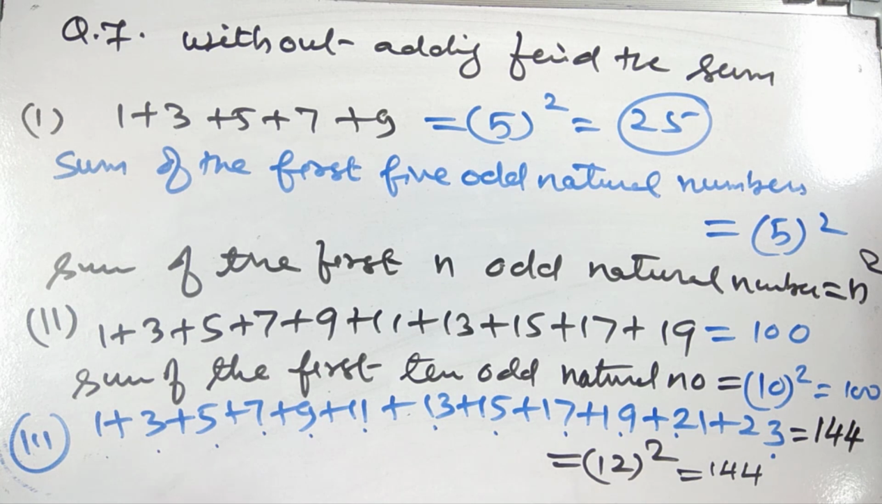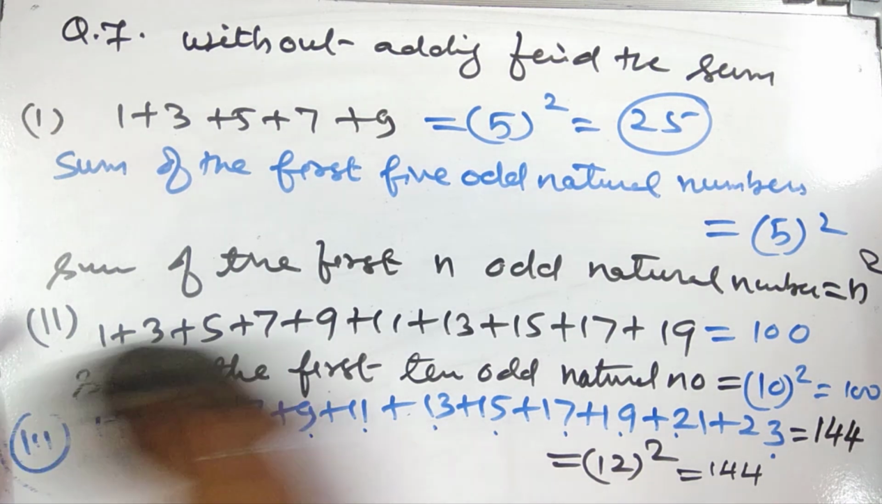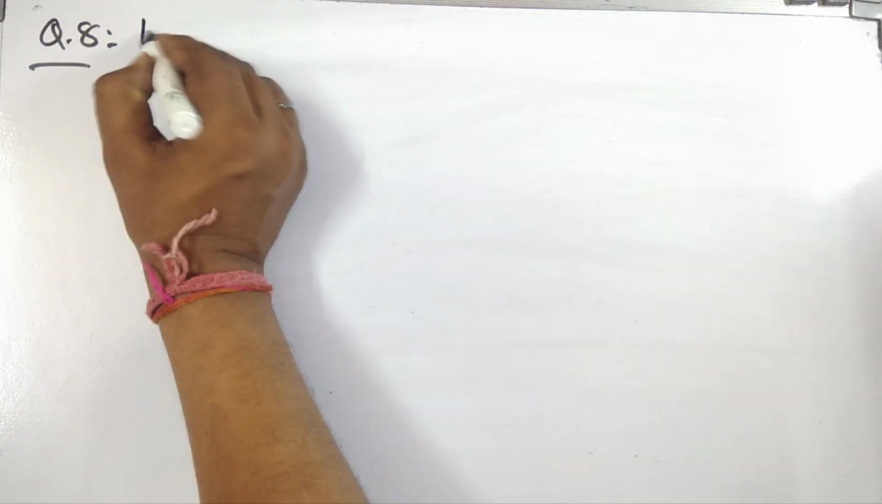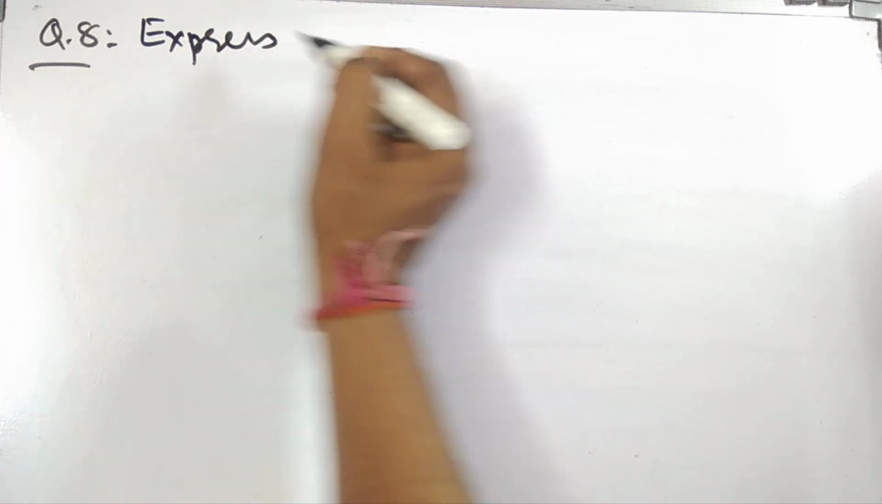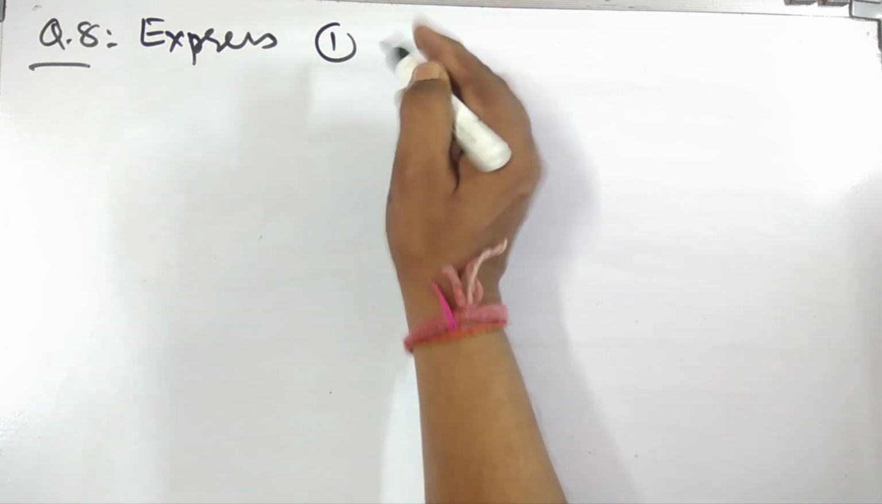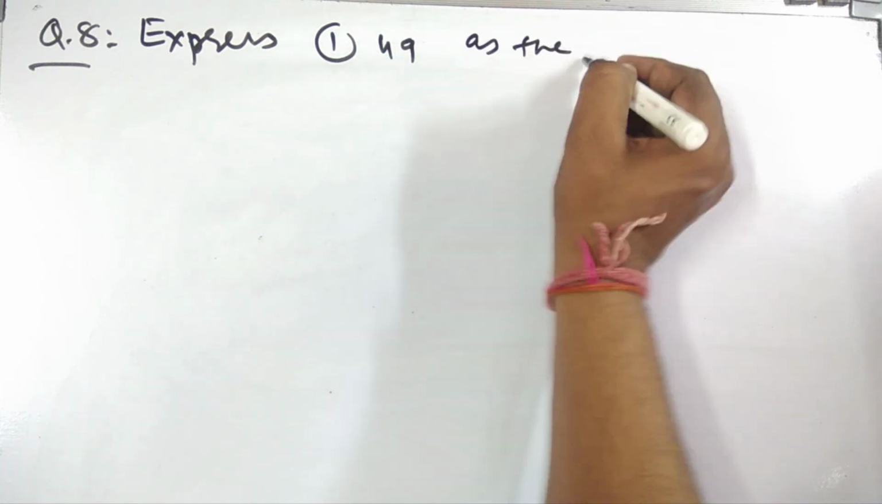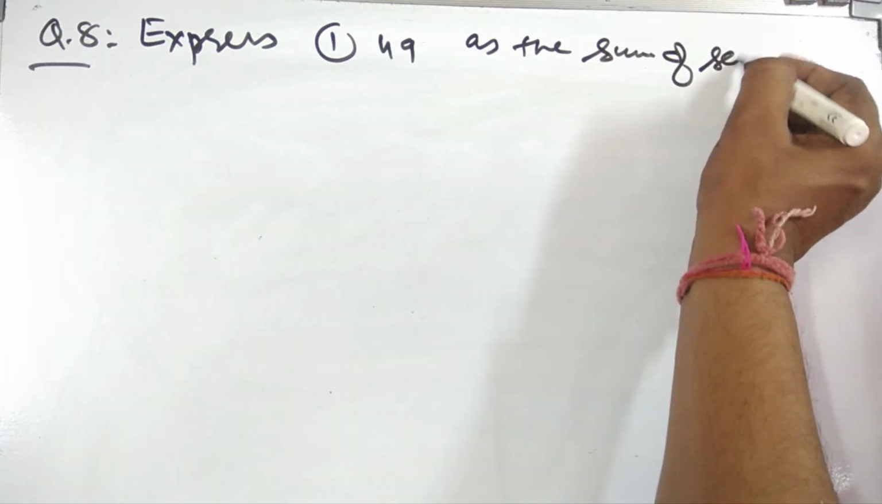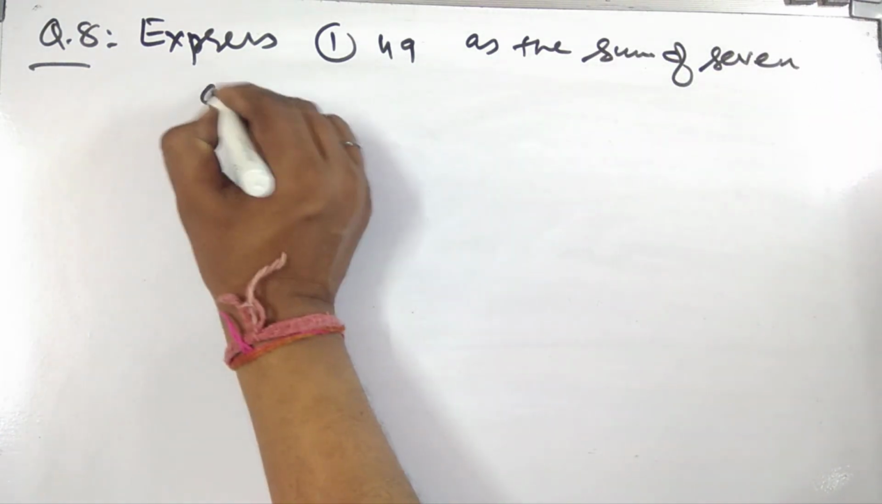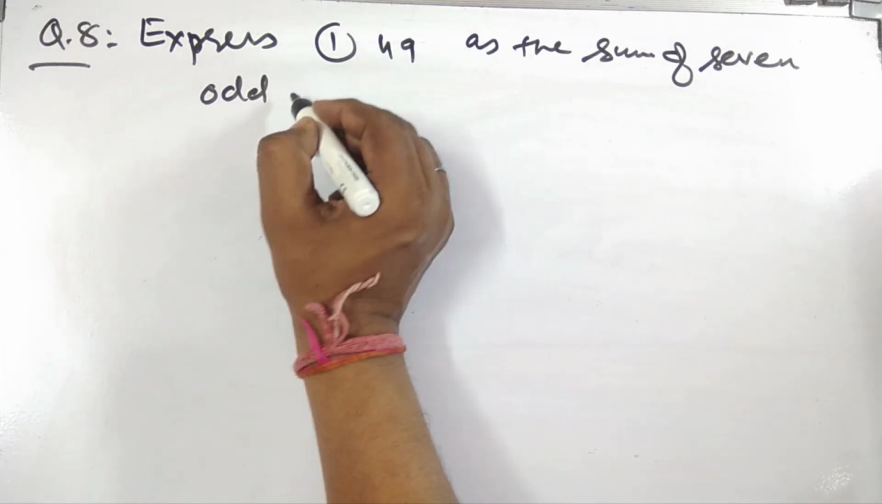So next we will move to question number 8, students. Express 49 as the sum of 7 odd numbers.